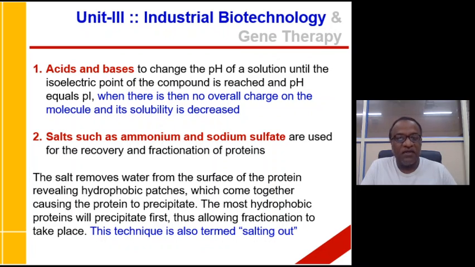Got it? That is number 1, the acids and bases. You change the pH of the solution until the isoelectric point of the compound is reached, and the pH equals pI, then there will be no overall charge on the molecule and its solubility is decreased. When there is no overall charge on the molecule, you can do this by changing the pH of the solution until the isoelectric point of the compound is reached. When this happens, the solubility of the compound or the product or the analyte is decreased. So it gets precipitated. Is that clear?